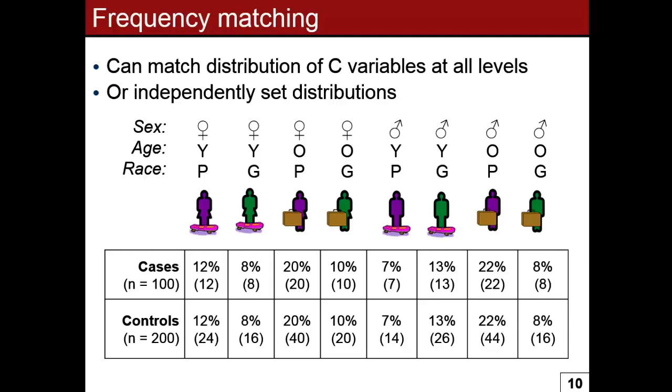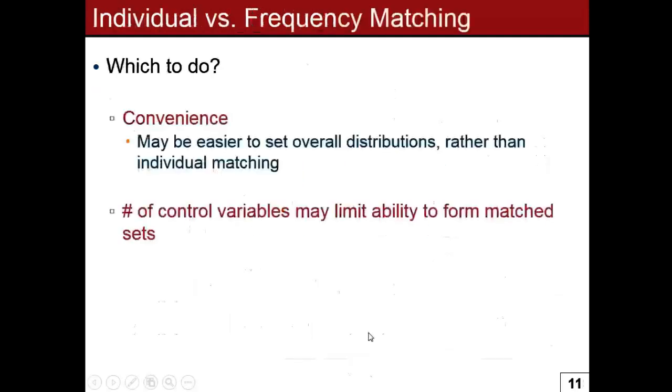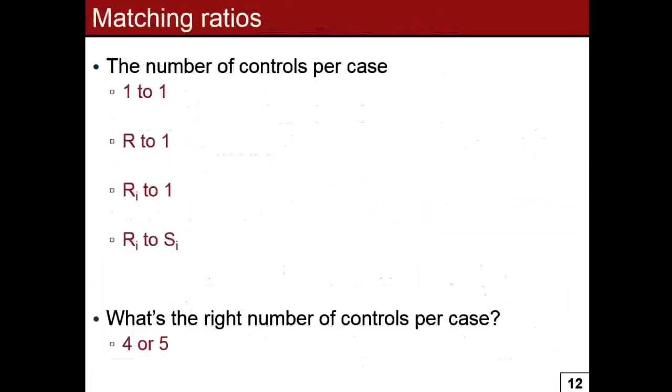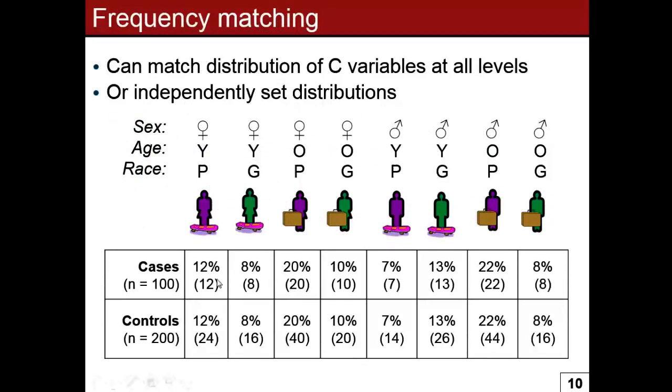I had a few questions at the end of the last class about this. On the slide, I said independently set the distribution. What I meant by this was, here in this example, there are three variables: sex, age, and race. And here we have exactly that 12% of the cases are female, young, purple, let's say. Therefore, we're going to go find 12% of our controls to have exactly that intersection of features.